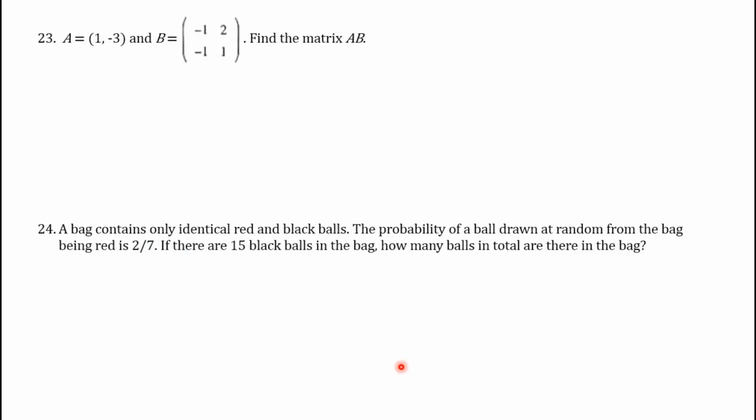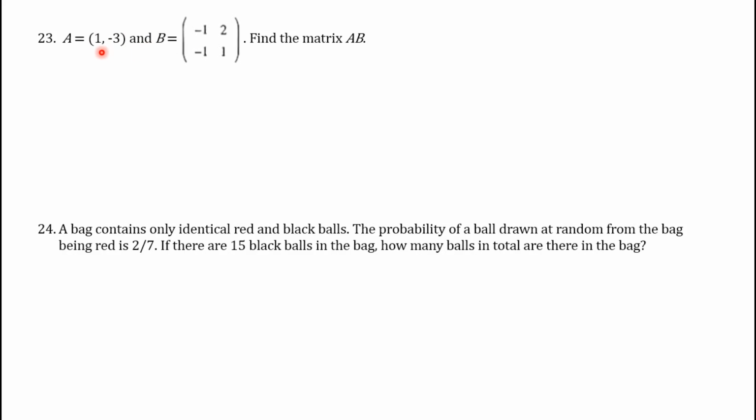Question number 23. It says A equals [1, -3] and B equals [-1, 2; -1, 1]. Find the matrix AB. So now let's find the value of AB. First you should multiply these 2 numbers with these 2 numbers. That will be 1 into minus 1, minus 1. Minus 3 into minus 1 is plus 3. So minus 1 plus 3 will be equal to plus 2.